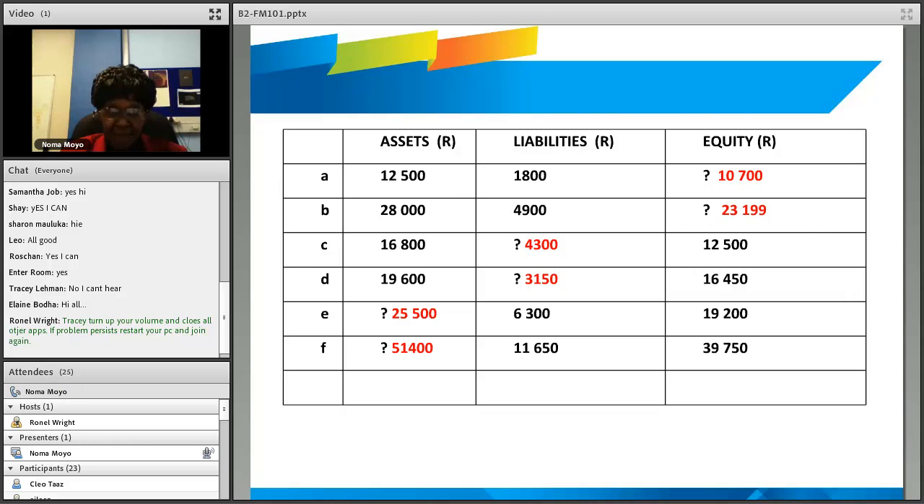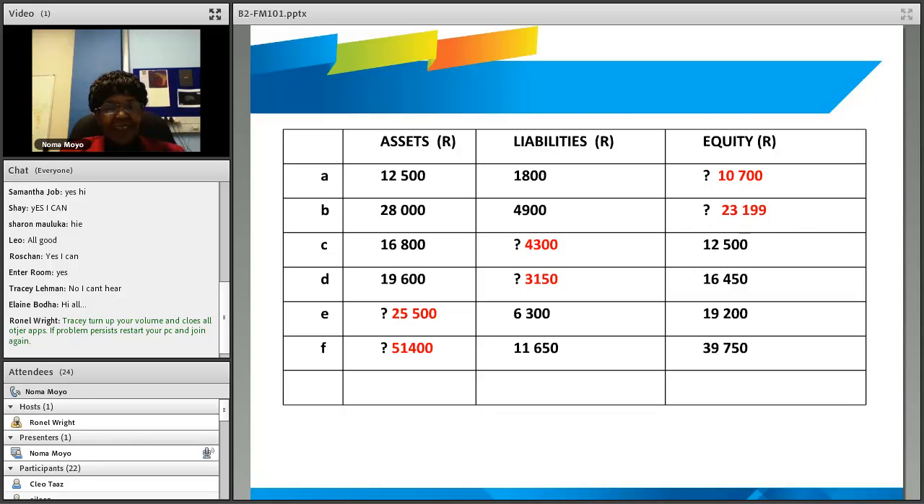That is A. How I calculated it, I'm using the equation. I have to look for equity, and I know equity is assets minus liability. If you are given any two of those, you can calculate the third one. On B again, we are given assets as 28,000 and given liabilities as 4,900, and you are supposed to calculate equity, which is assets minus liabilities, which becomes 23,199.